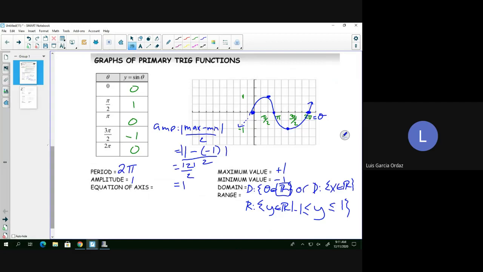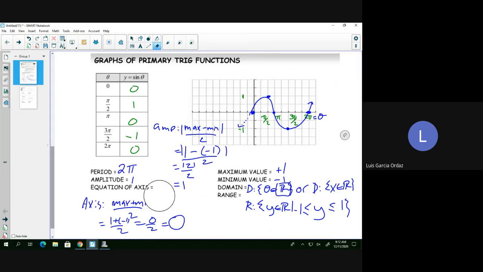Okay, and what is the equation of our axis? Max plus min divided by 2. 1 plus negative 1 divided by 2 is equal to 0 over 2, which gives us 0. So our equation of the axis is y is equal to 0. I should really rewrite this and say y is equal to 0 because I want you guys to write it like that.